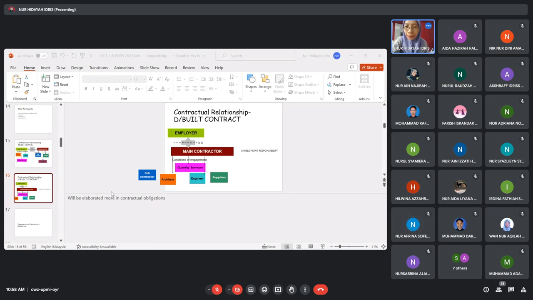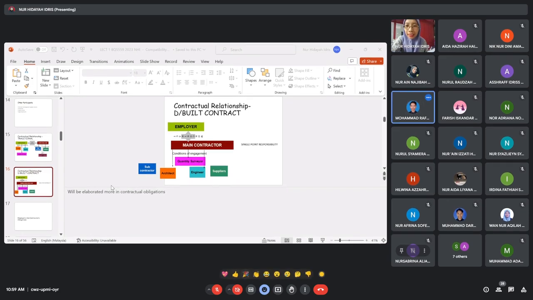Adam. Tak payahlah Adam. Rafa lah. Adam asyik jawab je. Kita bagi orang lain. Siapa? Rafa. Adam kalau I tak tanya pun dia jawab. So kita exclude kan dia for the time being. Rafa, where are you? Yes, medium. Yes.